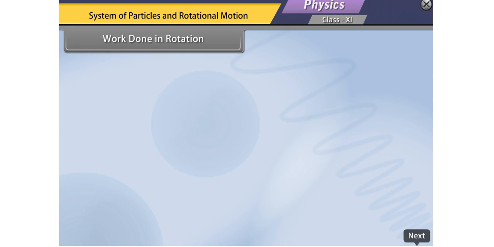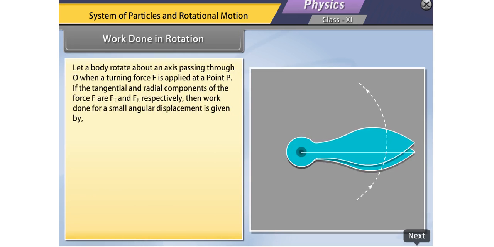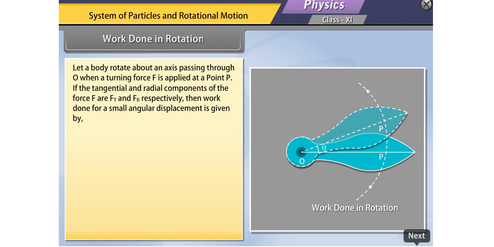Work done in rotation. Let a body rotate about an axis passing through O when a turning force F is applied at a point P. If the tangential and radial components of the force F are Ft and Fr respectively, then work done for a small angular displacement is given by dW is equal to Ft dot ds. Put the value of ds in the above equation. dW is equal to Ft r d theta. Here r is equal to OP.